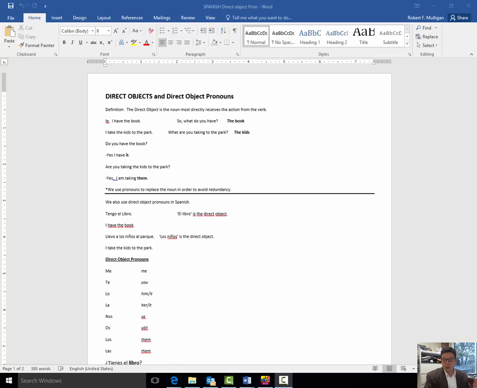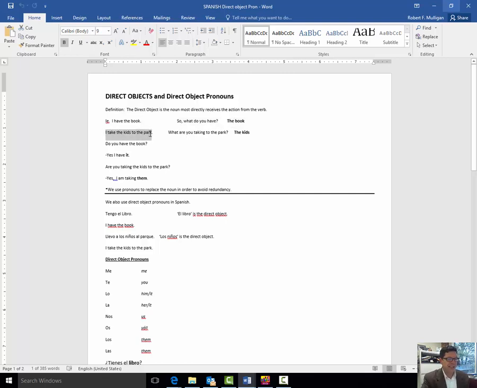So, first of all, let's take a look at the definition of a direct object. As it states right here on the sheet, a direct object is the noun that most directly receives the action from the verb. For example, I have the book. So what is it that I have? The book. In English, we'd use a pronoun, and if somebody asks me, do you have the book? Yes, I have it. It is taking the place of book. Therefore, it's a direct object pronoun.